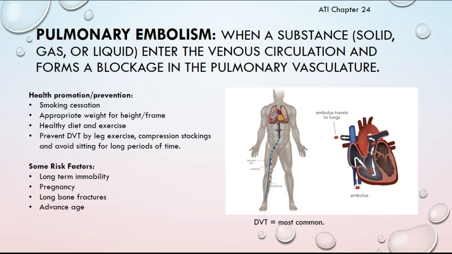So risk factors can be long-term immobility, pregnancy, those in OB. Hopefully you remember that in pregnancy, the amount of blood in a woman has kind of doubled. So if you think there's more to circulate, there's a higher risk for clots. Long bone fractures, and obviously being a little bit older. One type that is most common is going to be our DVT, which is a deep vein thrombosis.